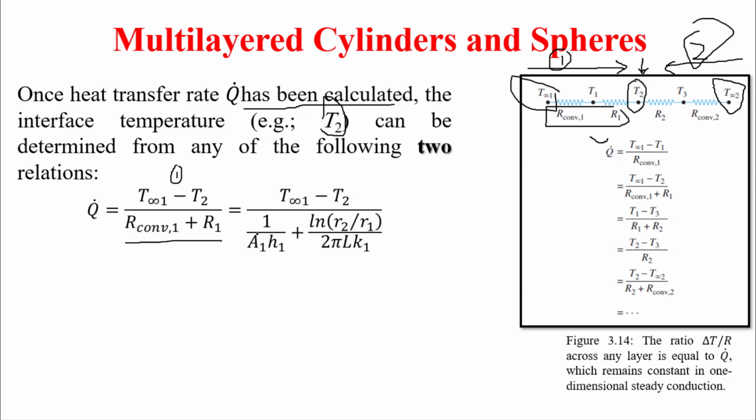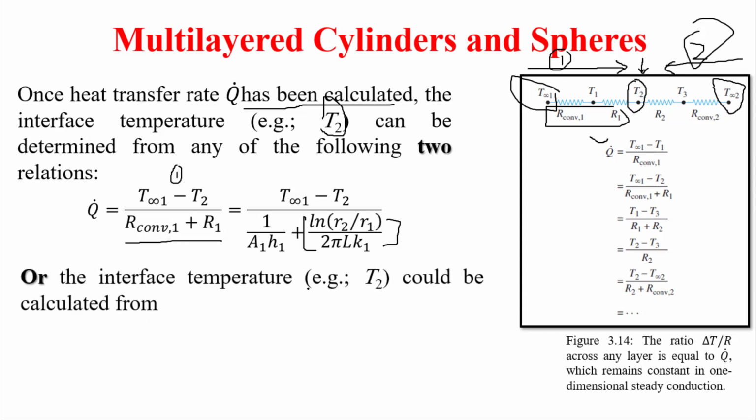So in this case we have here a cylinder. Okay, so it's not written here cylinder, but we'll assume it's a cylinder. If it is spherical, we'll substitute R spherical here. Okay, so assume that we have here R cylinder. Okay, then this is ln R2 over R1 divided by 2 pi L K1. Or we have another scenario.